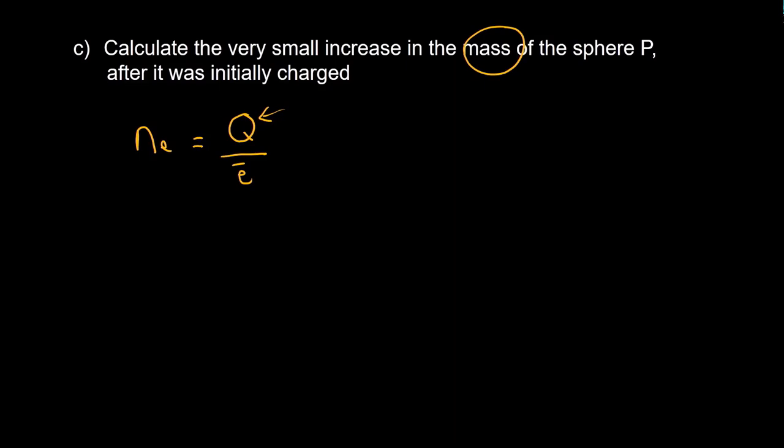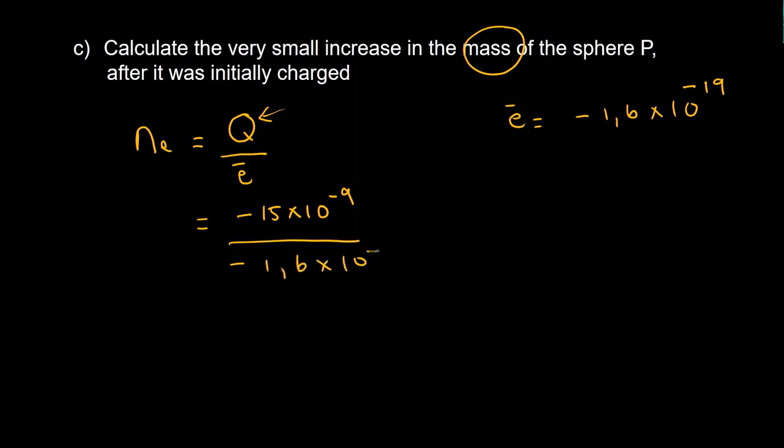So what was P's initial charge after being neutral? It was minus 15 times 10 to the minus 9. What is the charge on an electron? We know from our data sheet that it is minus 1,6 times 10 to the minus 19. So that's what we're going to substitute in here. And we then discover that this sphere P has had a number of electrons transferred to it, and that number is 9,38 times 10 to the 10 electrons. That doesn't help us with mass.